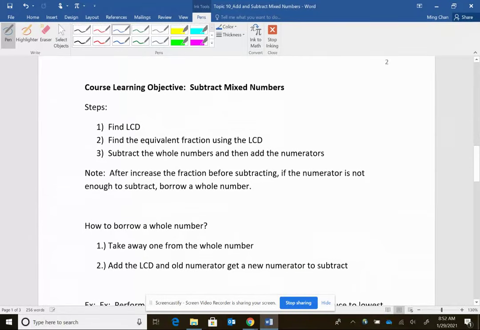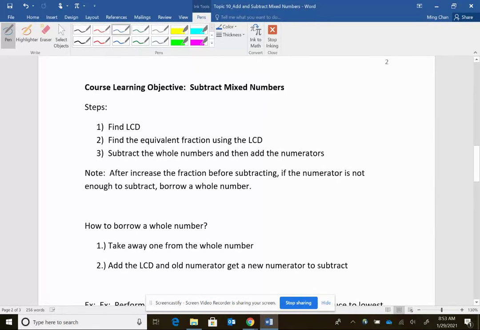Now, subtract mixed numbers. Subtracting mixed numbers is sometimes a little bit different from adding mixed numbers because there is borrowing involved. The first two steps are the same: find the LCD, and find the equivalent fractions using the LCD. Then we're gonna subtract the whole numbers and then subtract the numerators.